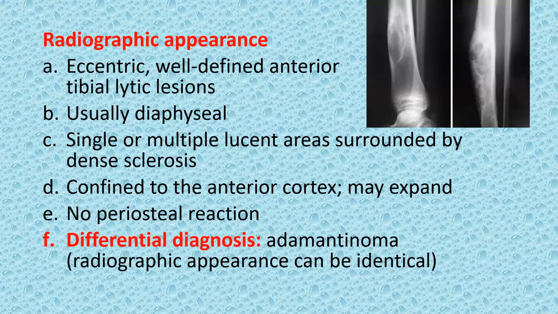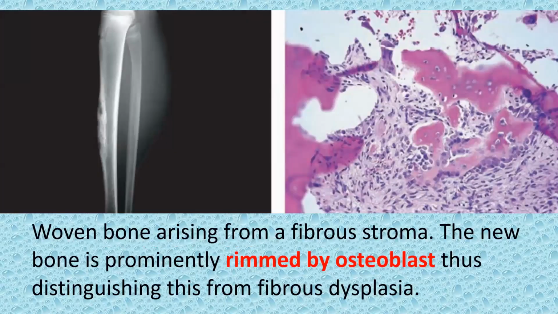So if we put a question, you have a lesion known to be an osteofibrous dysplasia in an adult. Which of the following is the equivalent lesion? And we give you 5, one of which is adamantinoma. You should choose adamantinoma. This is a typical case of osteofibrous dysplasia of the tibia. You see it over here.